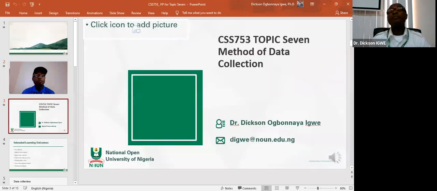Yeah, like earlier noted in the opening preamble, the course topic is topic 7, and the code for this course is CSS753. Of course, you know it's compulsory, and it is one of the foundational courses in the Criminology and Security Studies department. So without much ado, we go into the lecture proper.